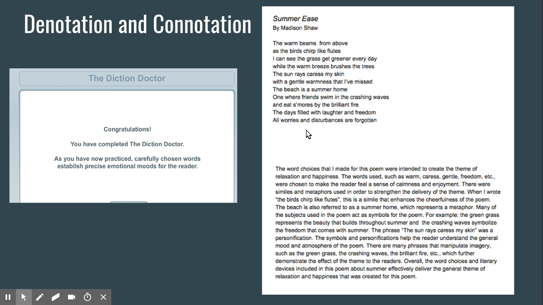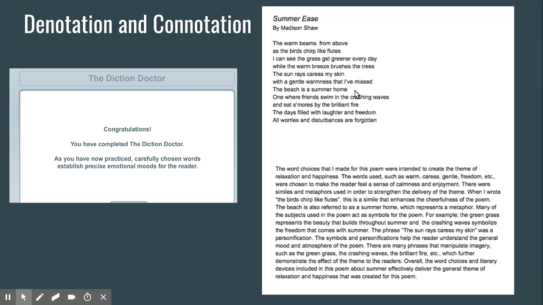For this poem, the diction that I used, for example, was warm, breeze, caress. These words were used in order to portray the theme of happiness and relaxation. There were also some symbols used, such as I can see the grass get greener every day. That was to symbolize the beauty that grows with summer. The next symbol that I used was the crashing waves. That would represent the freedom that comes with summer and how that makes the reader feel relaxed.